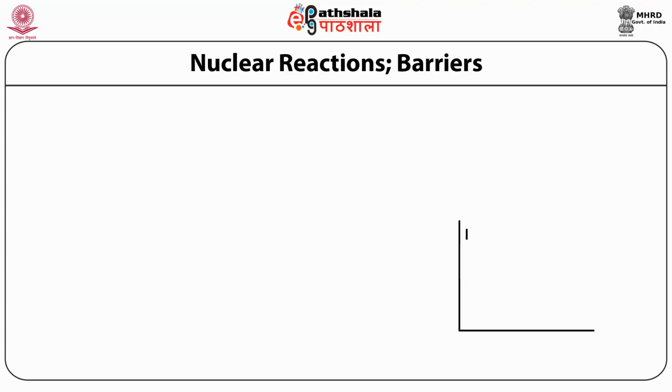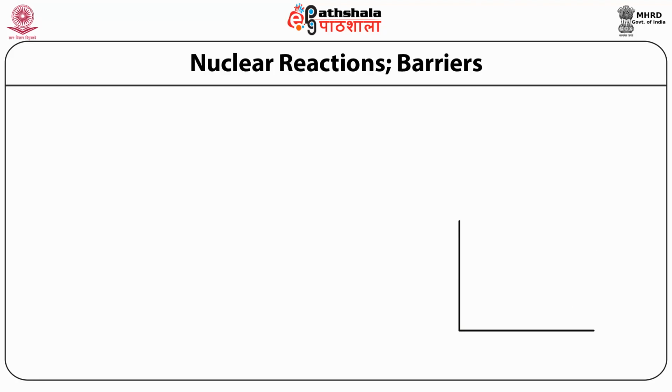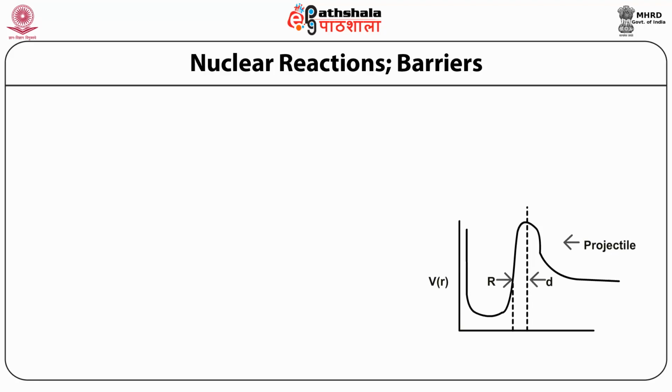Nuclear reaction barriers. Now in the previous slide, we understood that to have a nuclear reaction, there is a minimum energy requirement that must be satisfied. Now even if that energy is there, the reaction may not follow, or you may not have the nuclei reacting. Why is it so? The reason we will understand in this particular slide.